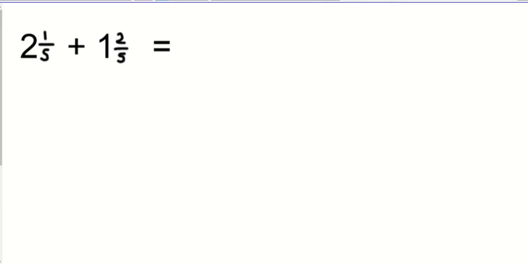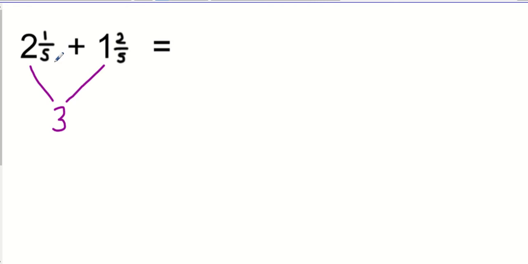So what I'm going to do is look at the wholes first of all. I've got 2 here and I've got 1 there. I'm going to add those two together. That at the moment gives me 3 wholes. Then I'm going to look at the parts that are added on top, the parts that are smaller than a whole, basically.